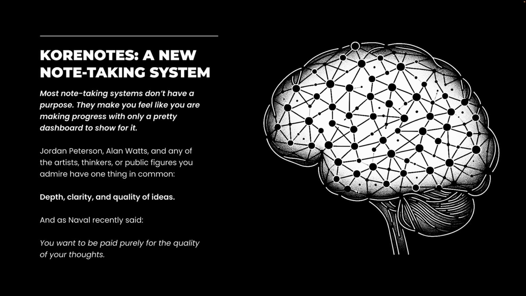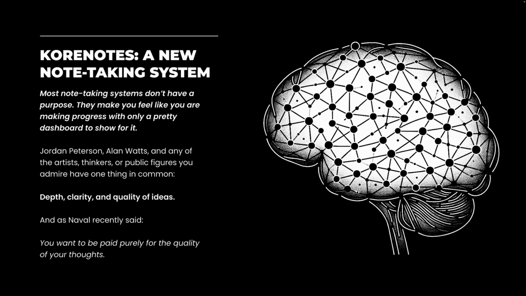So Jordan Peterson, Alan Watts, and any of the artists, thinkers, or public figures you admire, they all have one thing in common, at least in my eyes, which is they have depth, clarity, and quality of ideas. That's why we made the Core Notes note-taking system. Because while other systems just have you write down ideas and kind of save them for later use, we want you to make your ideas your own so that you can contribute to people taking notes about your ideas.